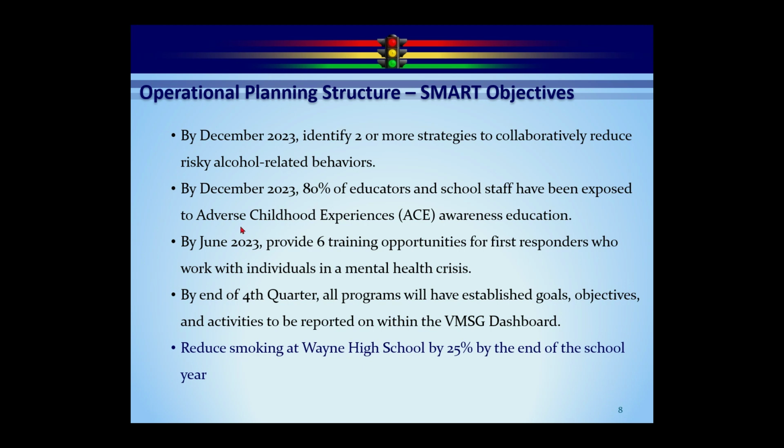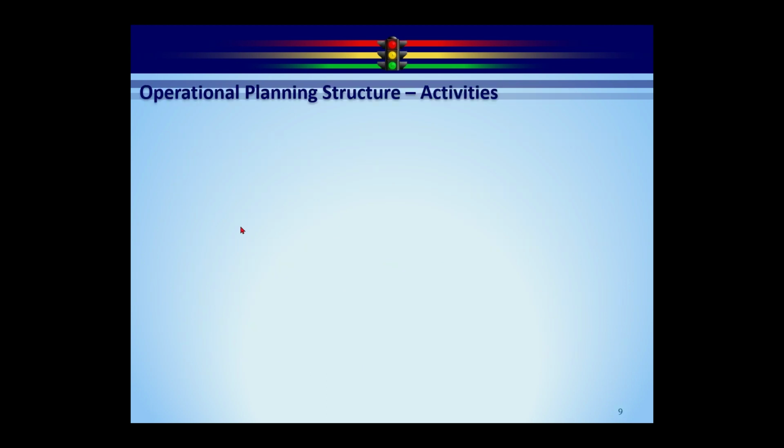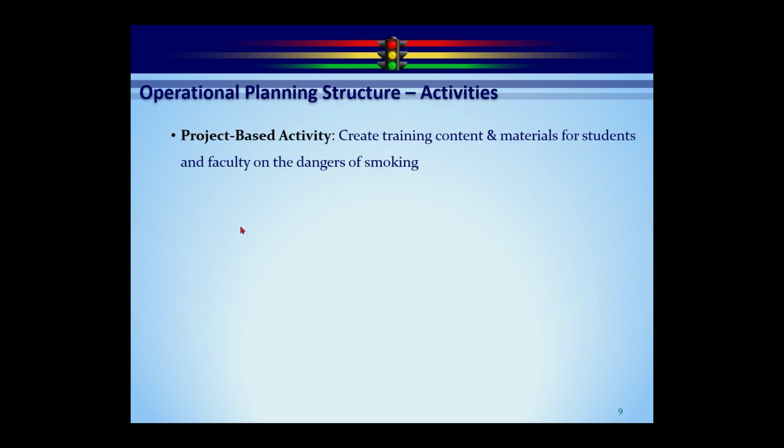of the school year. Each of these examples really is very specific. There is a way to measure it, and the time base: when are we going to accomplish this? Now, to get to our objectives is where we get down to activities. As we talked about earlier, there are 3 definitive types of activities in the dashboard. The most common one by far is the project-based activity.